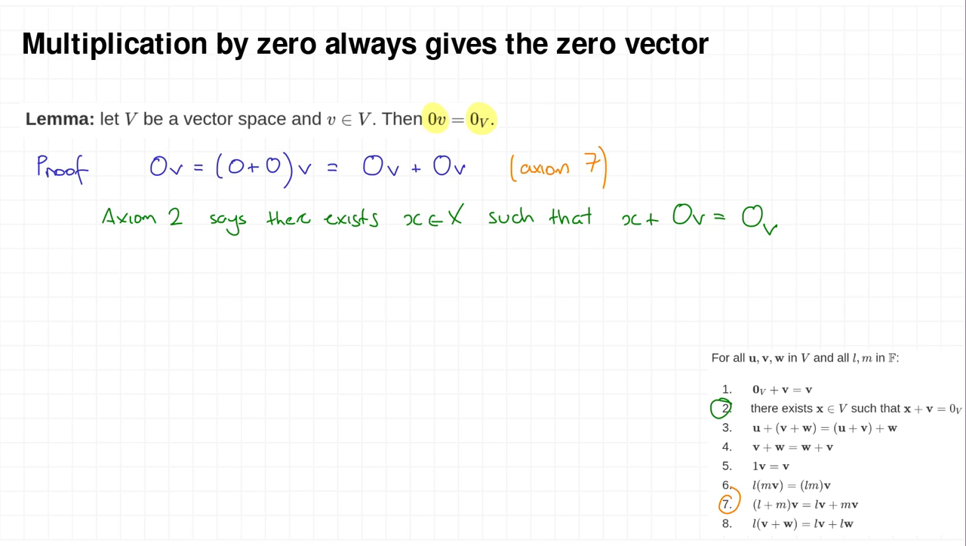We're now going to add this vector x to the left of both sides of this equation. So when we do that, we get x plus 0 times v on the left, and on the right we get x plus 0 times v plus 0 times v. Okay, next let's examine what's on the left. On the left of this equality, that is 0 sub v by definition of x.